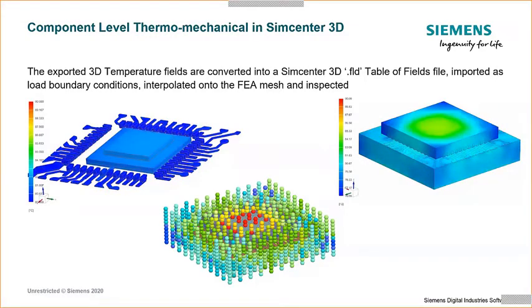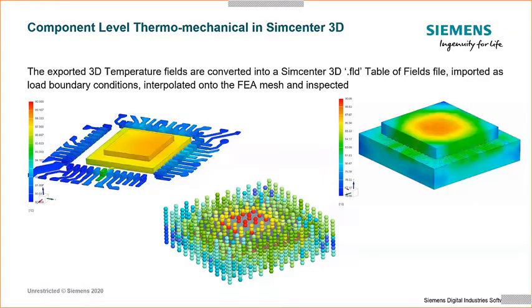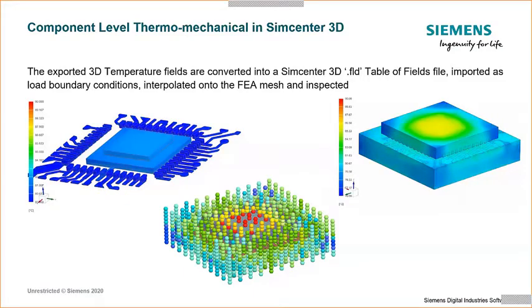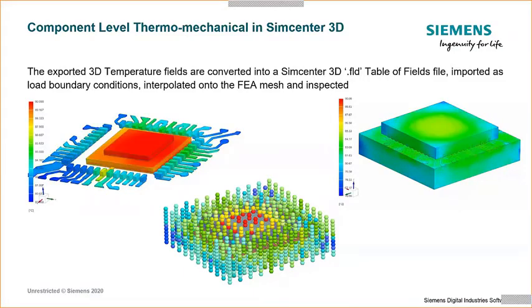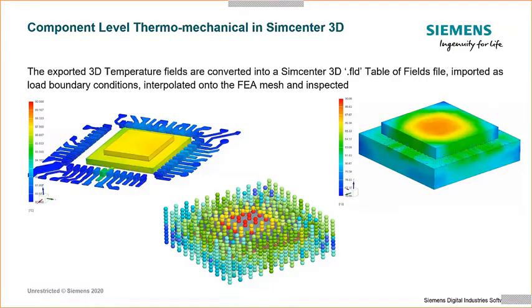It is, of course, going to be the case that the mesh used for the thermal simulation is not the same mesh that will be used for the thermomechanical simulation. So some quite advanced interpolation technology interpolates spatially the cell center temperatures from the thermal simulation onto the nodal temperatures of the FEA mesh. And then these can be inspected just to ensure that the interpolation is correct.